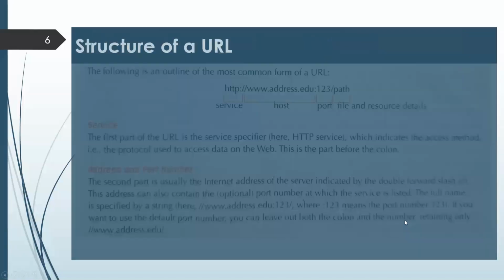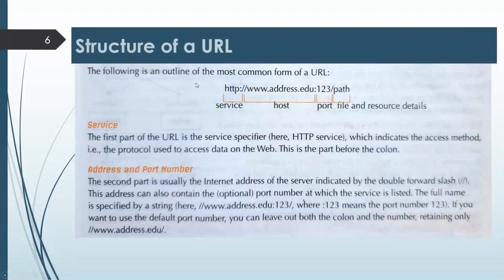On the structure of a URL, the following is an outline of the most common form of URL. This part is called HTTP, the hypertext transfer protocol service, and www.address.edu, the domain name, is called the host. After that, this is called the port, and after that the path. Path is what? Here you will get the file and the resource details.